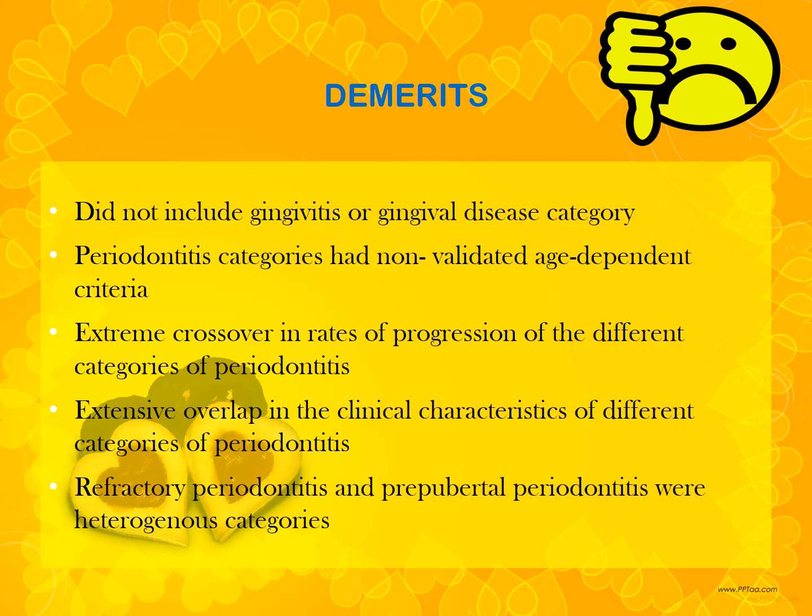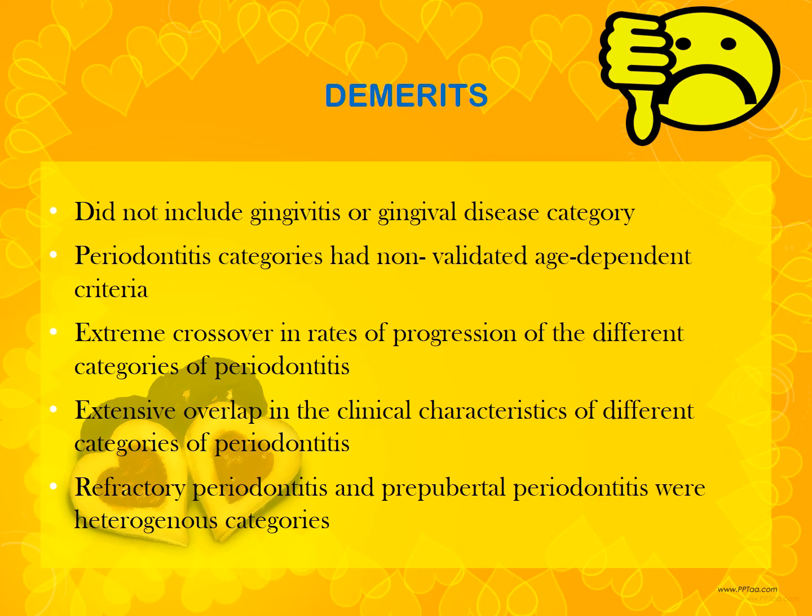Demerits of the 1989 classification. It did not include gingivitis or gingival disease category. The periodontitis categories had non-validated age-dependent criteria. Using the patient's age as the major classification criteria has a few limitations, since clinical conditions with the same underlying etiology and susceptibility may be classified differently on the basis of the patient's age.